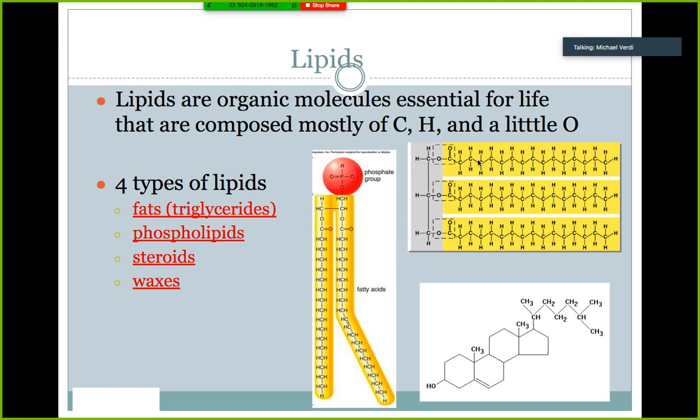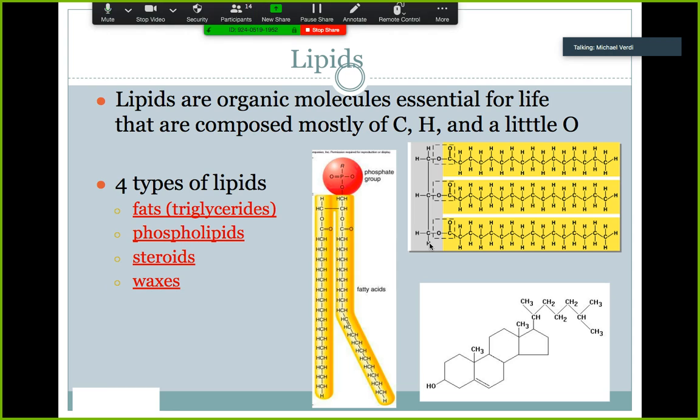But notice here's a triglyceride. This is how animals store their lipids. This is an animal fat. If you have a burger or a steak or a pork chop or meatballs or bacon or lamb or chicken.